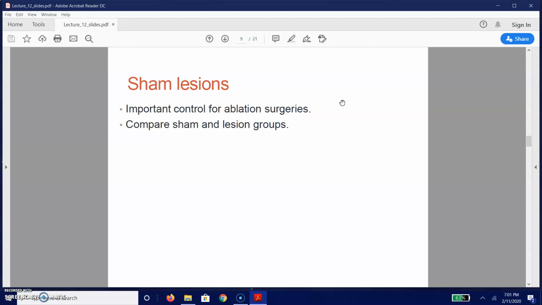So some animals will go through all of the same surgical procedures. They get anesthetized, they cut into the skull, they insert the cannula, but they don't get the toxin or the radio frequency current. And then you compare the sham and the actual lesion group, and if there are behavioral differences between the two, you can at least conclude that it's not the surgical procedure producing those differences, actually the brain damage.